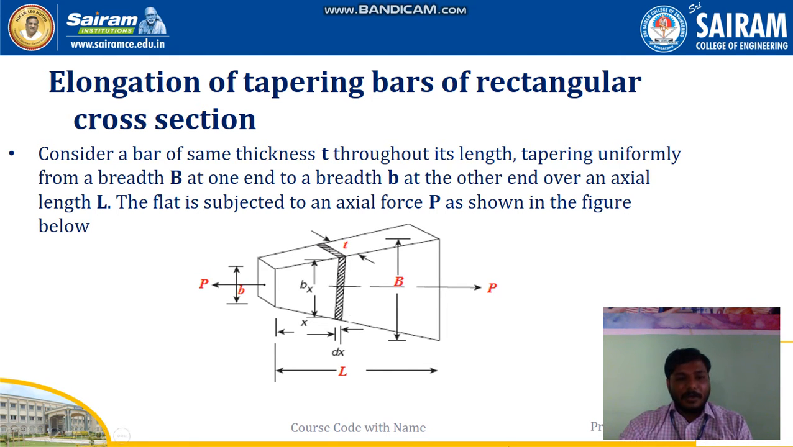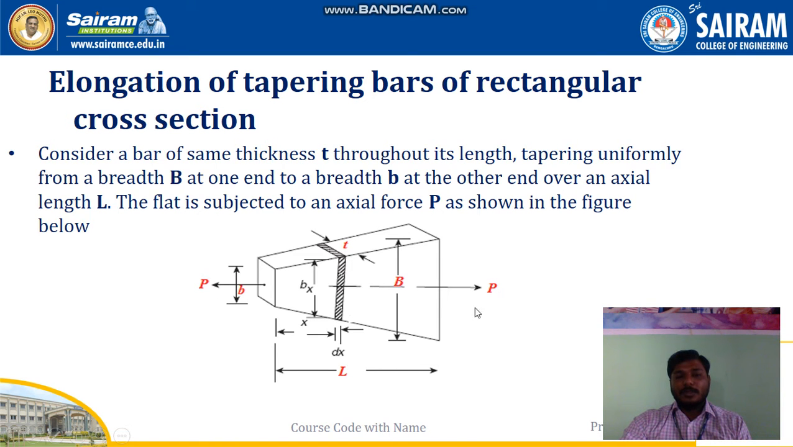Similarly, you can see the diagram where we are considering a bar of the same thickness t throughout its length, tapering uniformly from the width B at one end to the small width b at the other end over an axial length L. You can see the width of this end is small b, and the other end is the larger B.